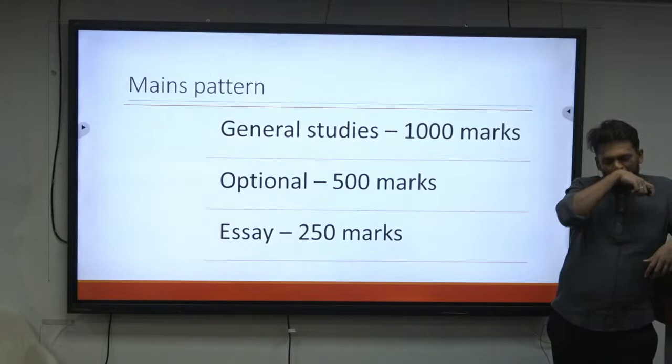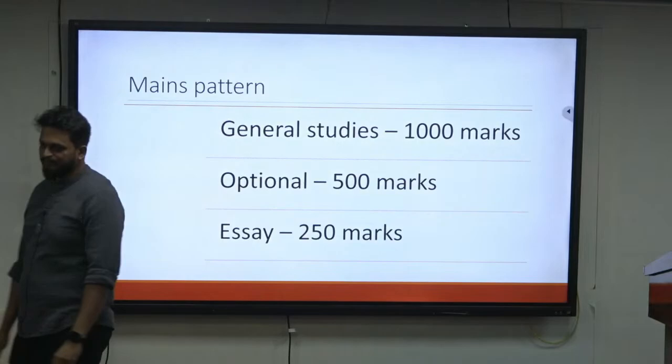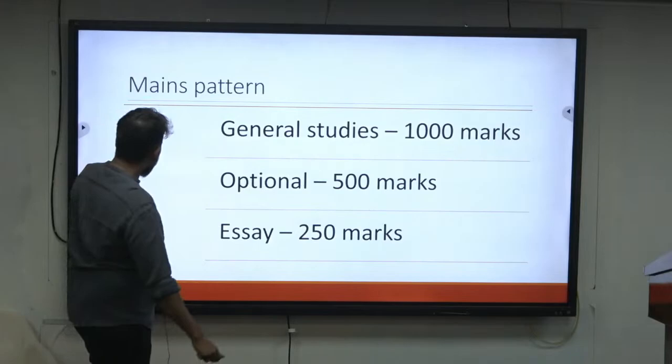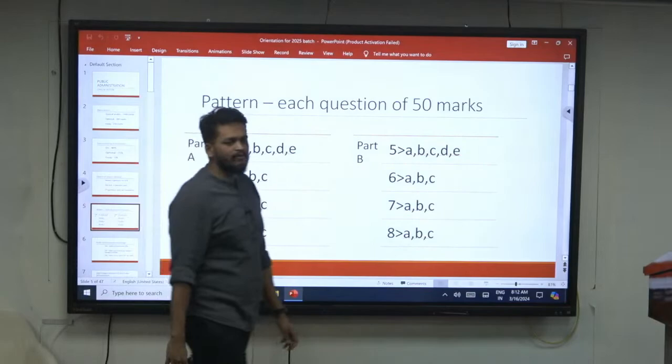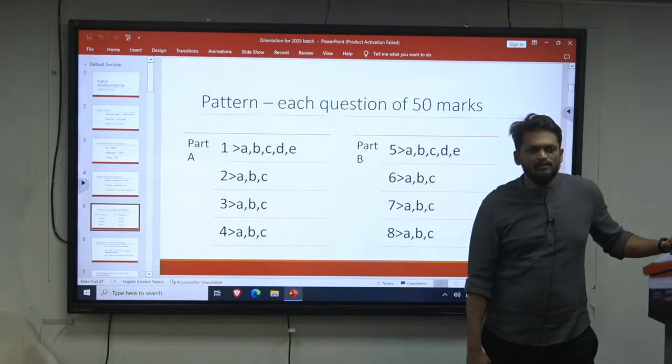Everybody already probably knows the pattern for the mains exam. General studies is 1000 marks and essay is 250 marks. The optional subject which we will take is 500 marks. How many of you are not from the 25 batch? How many of you are from the 24 batch? Okay, very few are from the 24 batch, most of you are from the 25 batch.